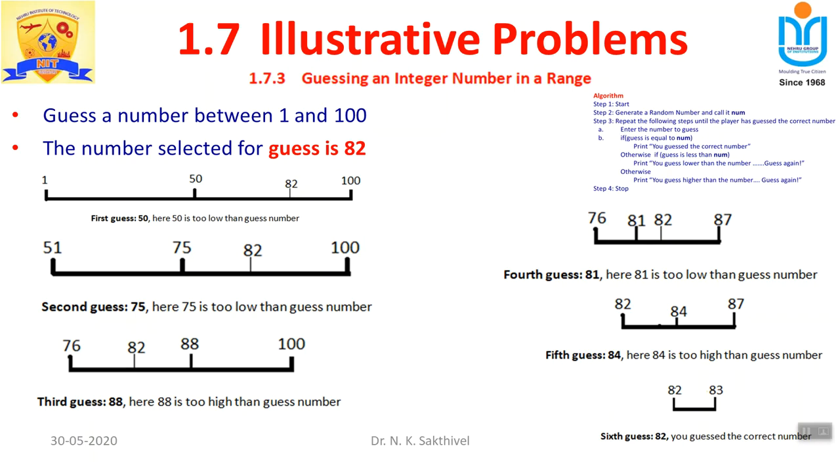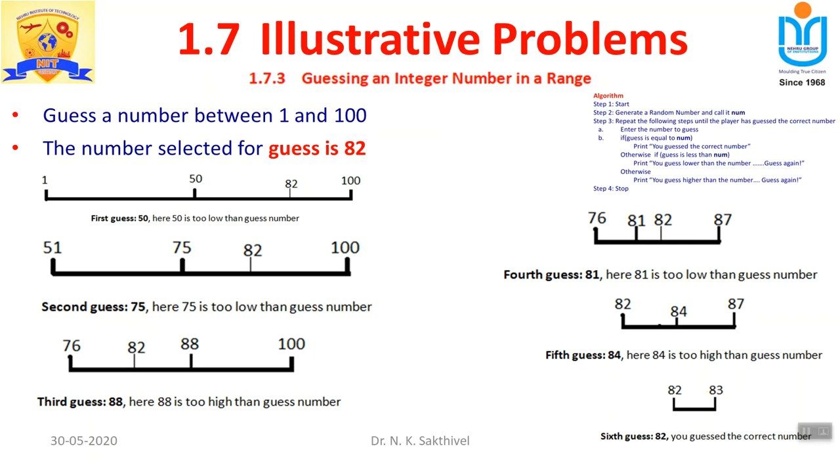Then the player has to guess the number, which is between 0 and n. Then our algorithm will predict the number that is the player's guessed number. If the guessed number of the player is the same as our algorithm's predicted number, then the message will be: you have guessed the correct number. Otherwise, if the algorithm's number is less than the player's guess, we get the output: your guess is lower than the number, guess again. If it is greater, another message: your guess is higher than the number, guess again.